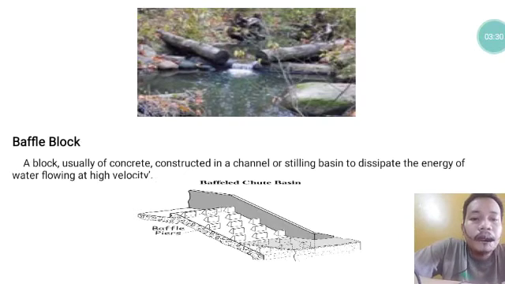Baffle block. The baffle block is usually concrete constructed in a channel or stilling basin to dissipate the energy of water flowing at a high velocity. What you see in the picture is the baffle block. So baffle piers, they have it so that they can control the flow of water.